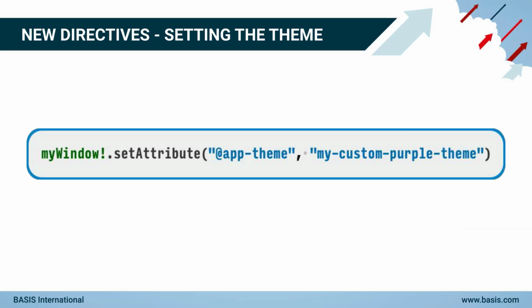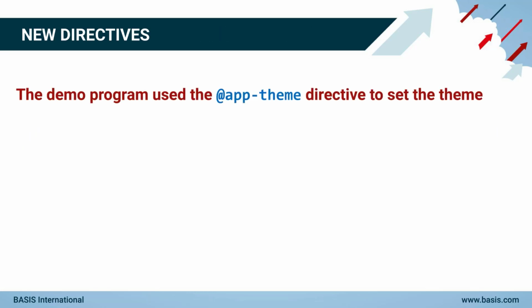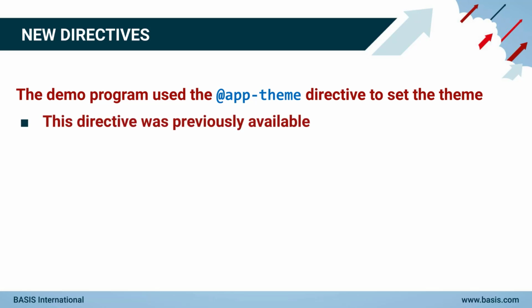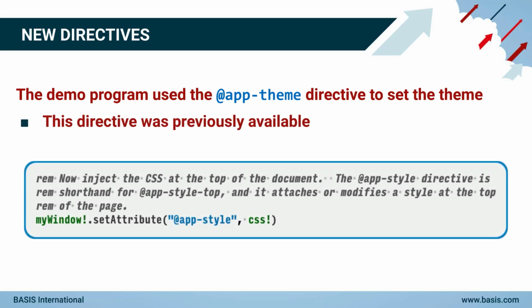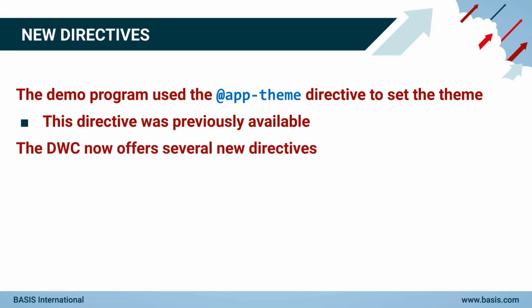So when we select the My Custom Purple Theme item from the list box, the DWC switches to that theme and modifies the font size, family, primary color hue, etc. Our demo program applies themes using the @appTheme directive, which has been available for quite some time. However, we did something new with that example that wasn't possible previously. We used directives to inject CSS into our app at runtime. Let's take a closer look at that and the other directives that are new to the DWC.